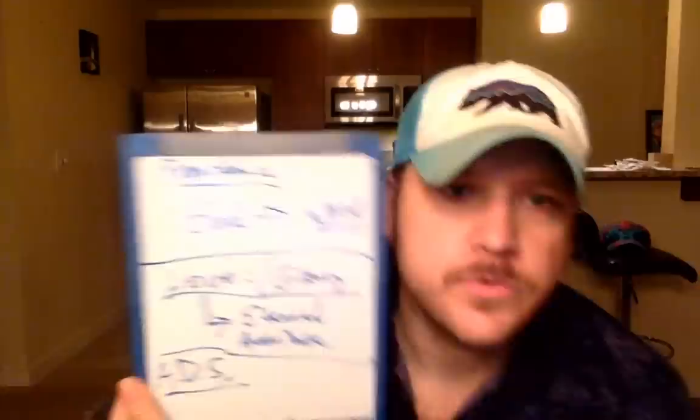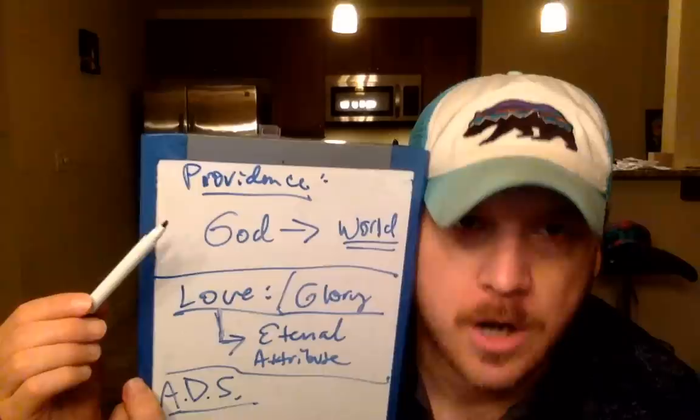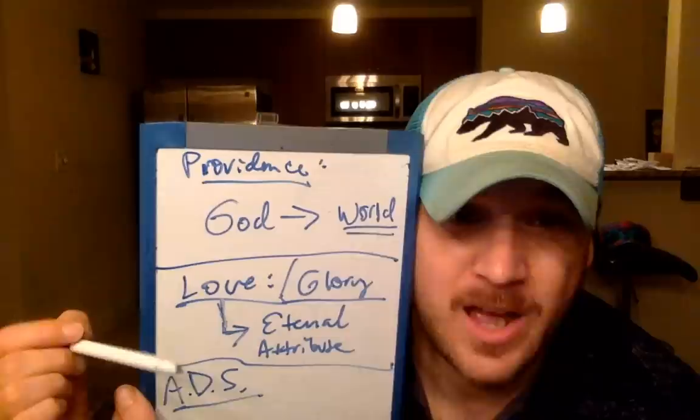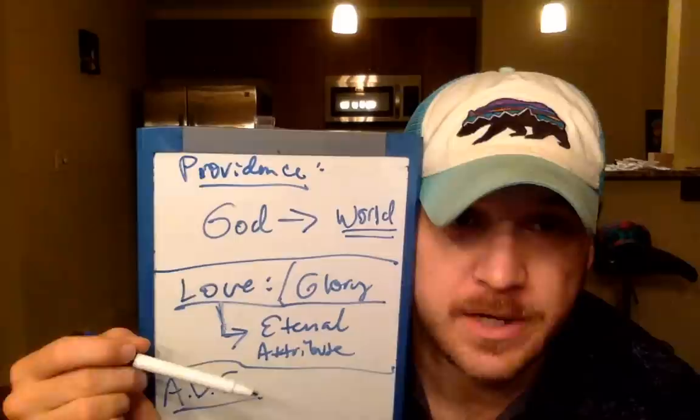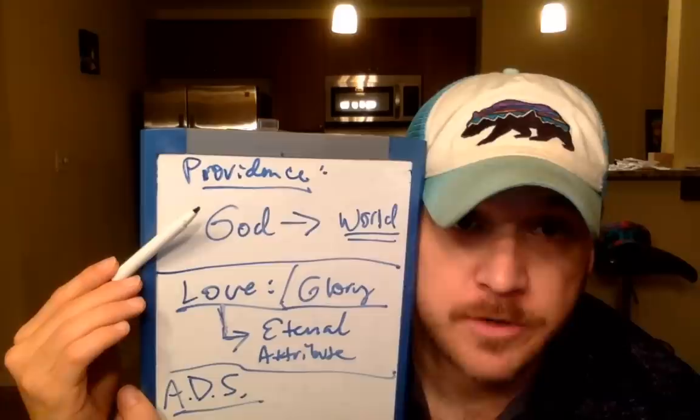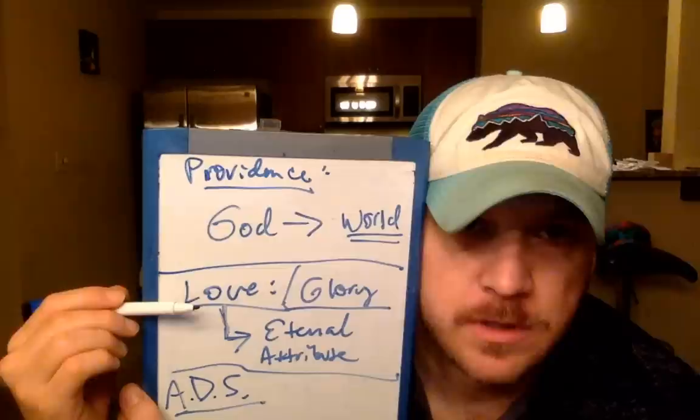What does absolute divine simplicity say about all of the actions and attributes of God? They are synonymous with the divine essence. So the problem is that providence and foreknowledge, attributes that apply to the world, in absolute divine simplicity, they have to be synonymous with the divine essence. Thomas says foreknowledge is the divine essence. God knows all things in his own essence. The love of God is the divine essence. The glory of God is the divine essence.